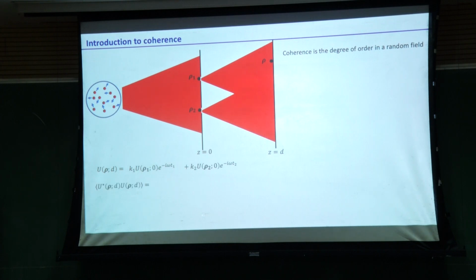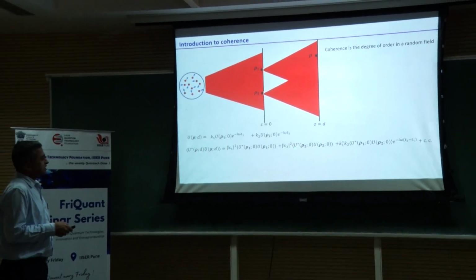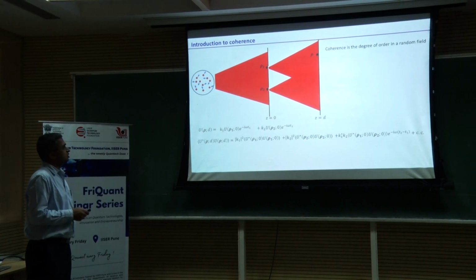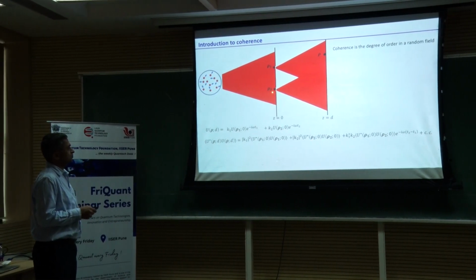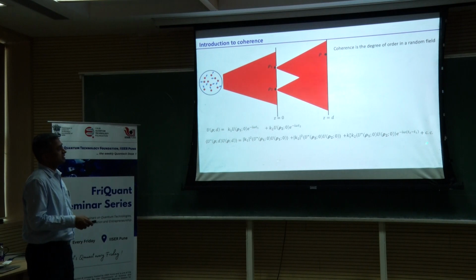From this, you calculate the intensity, which is simply U star U, ensemble average. And if you just do the math, you will get these 4 terms. The first term essentially is the intensity at rho 1 plus some factor here. The second one is just the intensity at rho 2, U star U, and these are the cross terms. So if you block this hole, you will just have this term. If you block this one, you have just this term. If you keep both open, then in addition you will have this cross term.